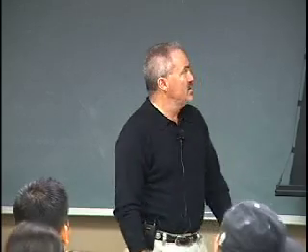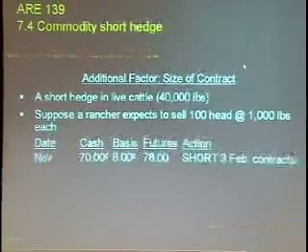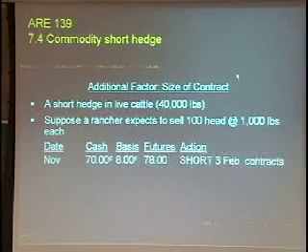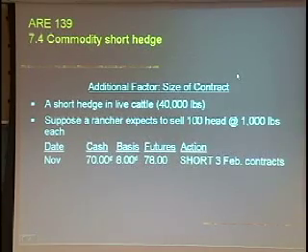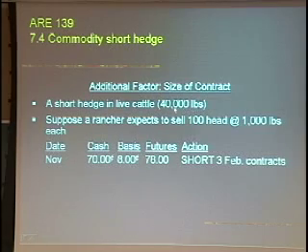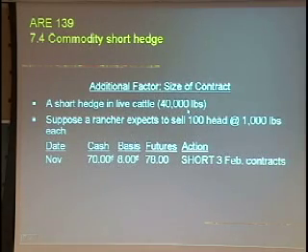So here's another example in the commodity market. And let's consider a cattle rancher. Okay? And again, I'm going to look at a short hedge for the time being, which means that the rancher is long in the cattle market. And the contract size in live cattle is 40,000 pounds. And roughly speaking, that's about 40 animals.